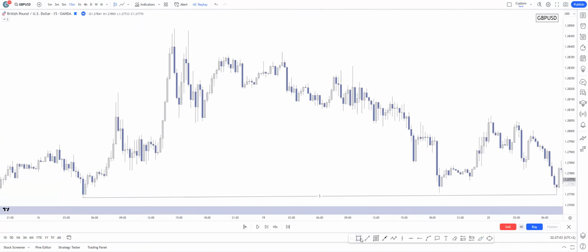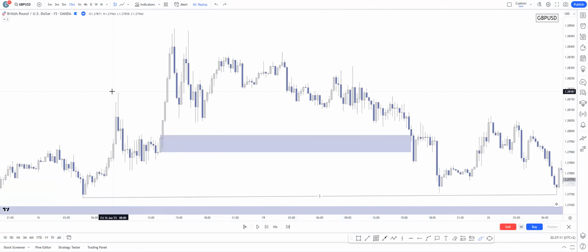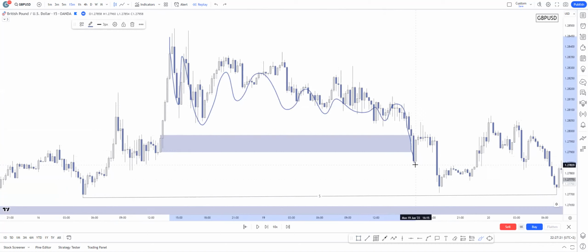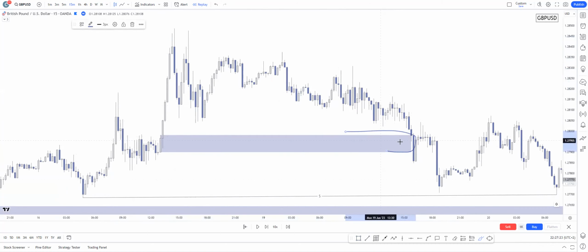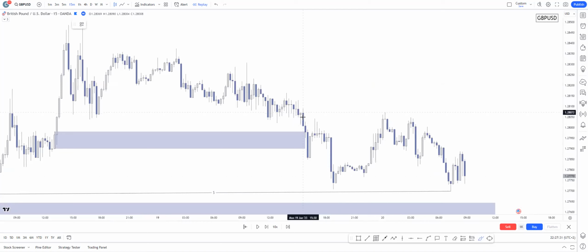But first, let me mark this 15-minute demand out. As you can see, this 15-minute demand was the last recent demand that has caused the breakout structure here. After this last 15-minute breakout structure, price has started the reversal to the downside. And here was a break of this 15-minute demand area. So price technically reacted on this weak supply area that has caused the break of this demand.